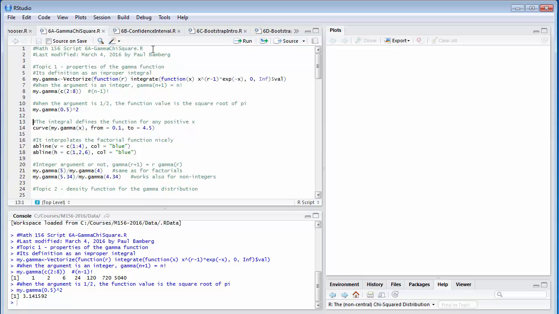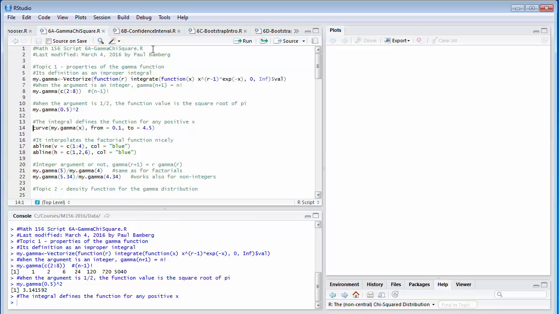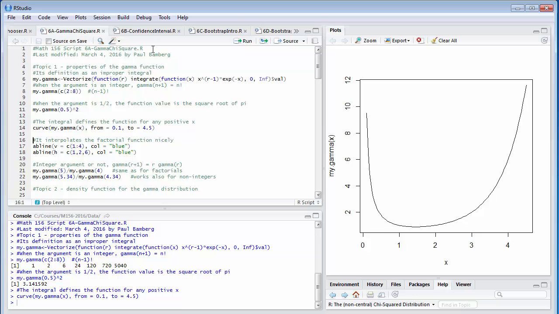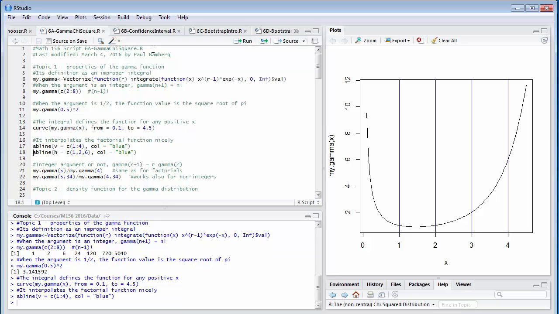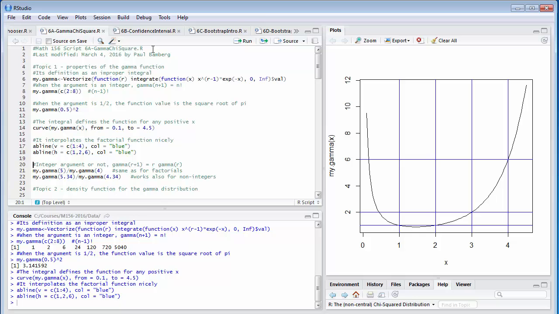Now this integral will work for any positive x. If x is negative, it diverges. But if x is positive, it's a perfectly well-defined number. So we can plot this function from 0.1 to 4.5. You've already seen that it agrees with the factorial function when the argument's an integer. So I can put those values on the plot, and you see we've invented something that agrees perfectly with the factorial function, but interpolates it rather nicely.